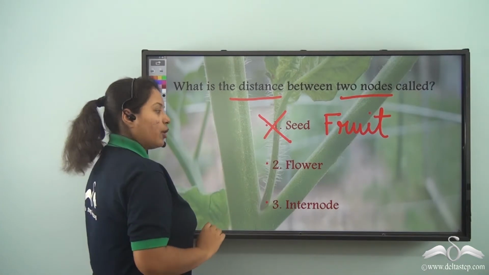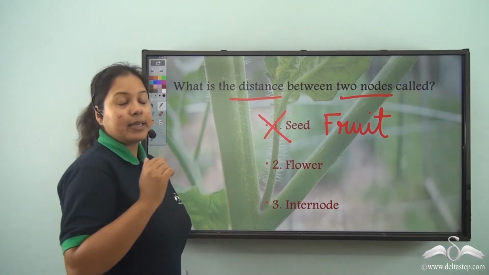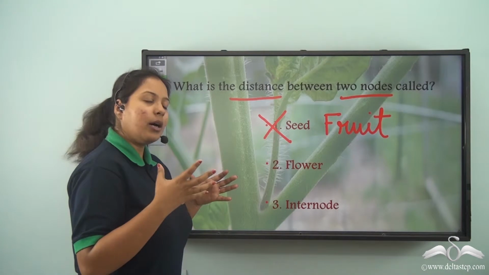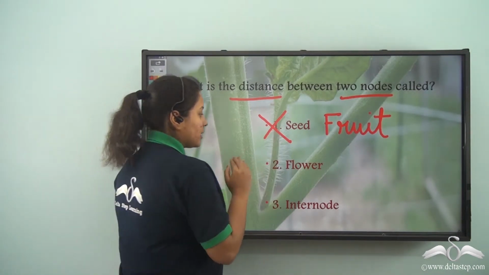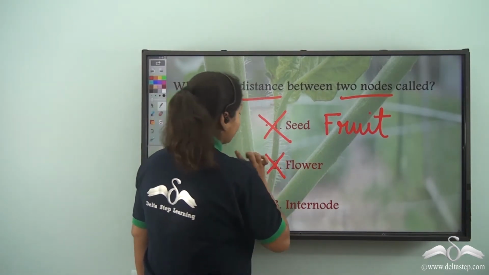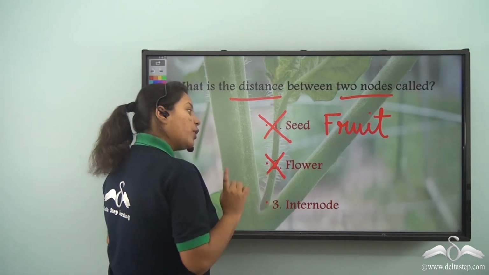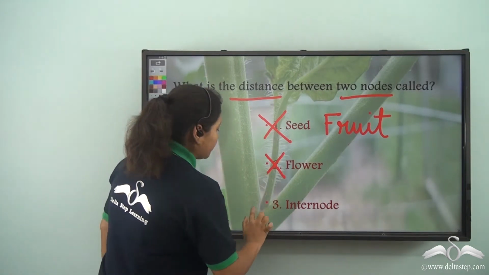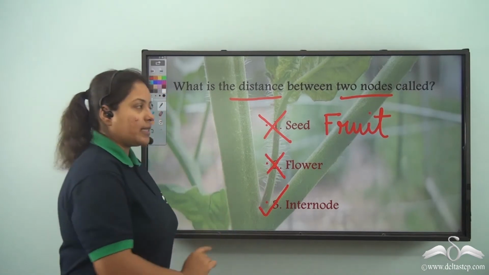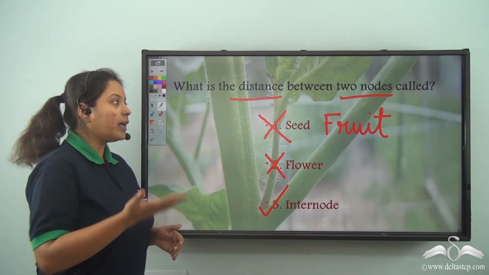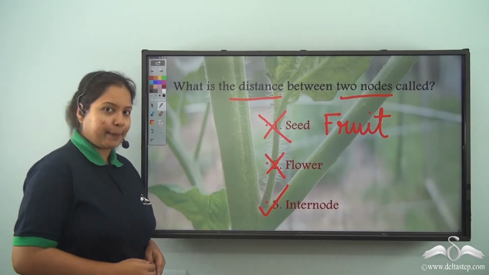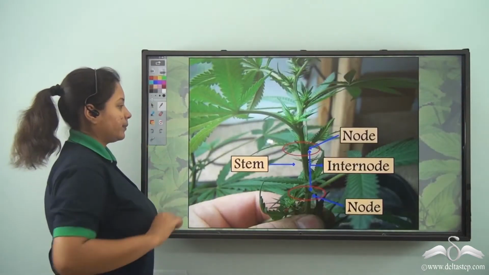Number 2, we have got flower. Flower is something which is attached to the branch. So, this is also not the distance between two nodes. This is a wrong option. So, the correct option is internode. Internode is the distance between two nodes on the stem.